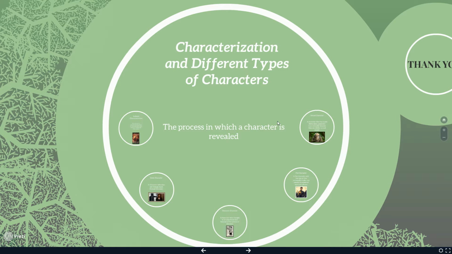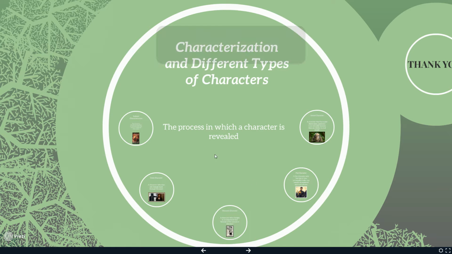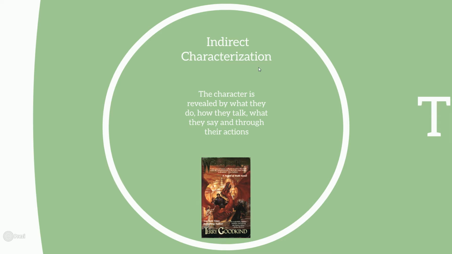So, characterization and different types of characters. The process of characterization is how different characters are revealed. Starting off, we have indirect characterization. The character is revealed by what they do, how they talk, and what they say, and through their actions.